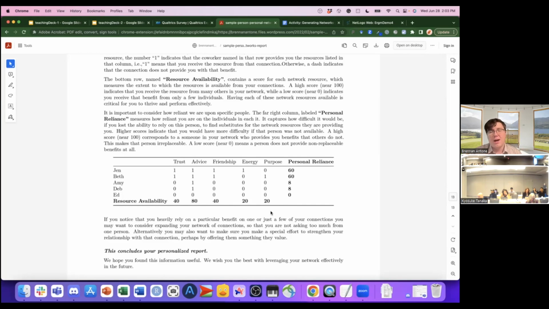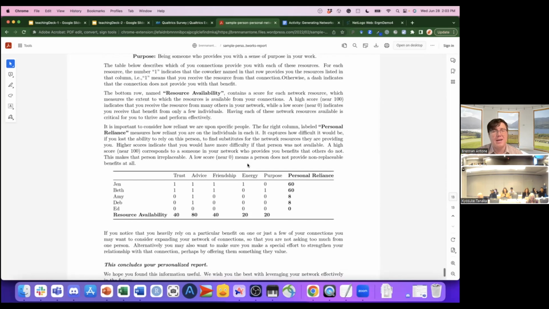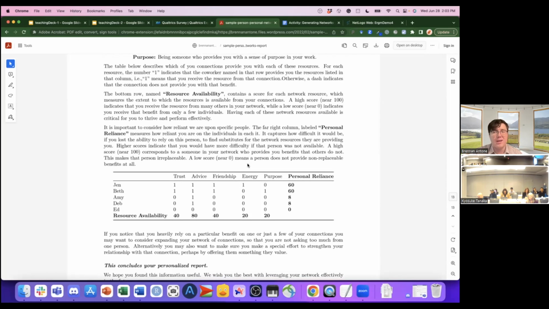So then the other thing in this table is a personal reliance score. And that's how reliant you are on that one person for providing resources that other people don't provide. So in this case, they have a very high reliance score on Jen, because Jen's the only person in the network that they described as an energizer, someone who gives them enthusiasm or energy when they interact. So their sense of energy is really reliant on Jen.